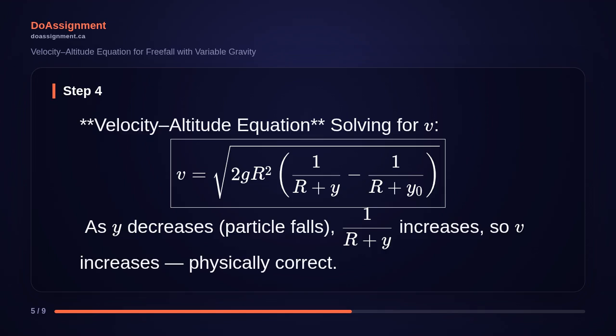Solving for v, we get the velocity-altitude equation. V equals the square root of 2 g r squared times the quantity 1 over r plus y minus 1 over r plus y naught. As the particle falls and y decreases, this quantity grows, so velocity increases, which is physically correct.